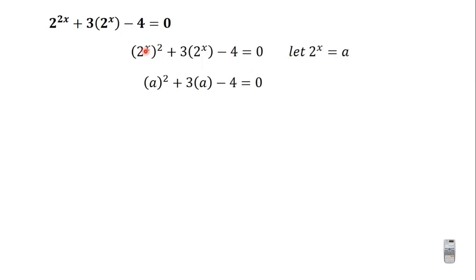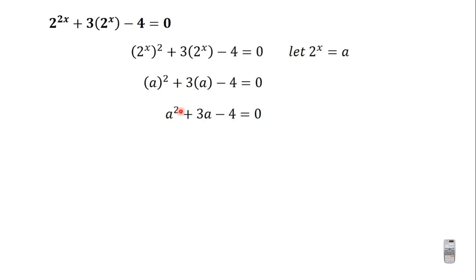Okay, so we have 2 exponent x here. We are saying that 2 exponent x is now a. So a squared, or we have replaced 2 exponent x here with a. So a raised to the power 2 plus 3 into bracket 2 exponent x is now a. So 3 into bracket a minus 4 is equal to 0. This will give us a squared plus 3a minus 4 is equal to 0. This is a quadratic equation. So we are going to solve this quadratic equation.